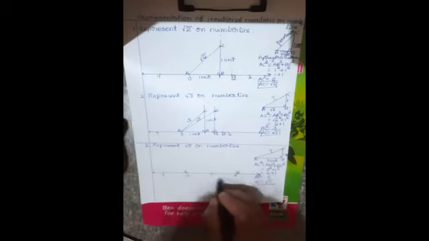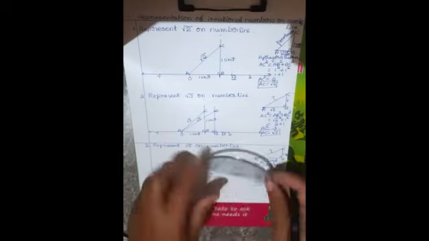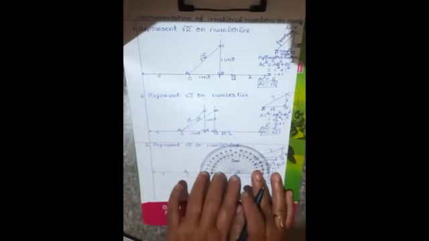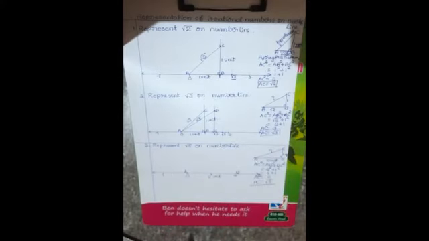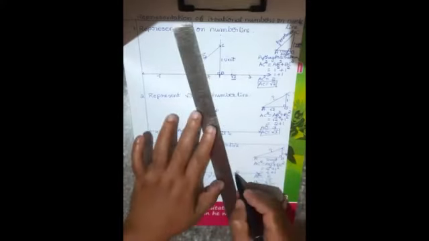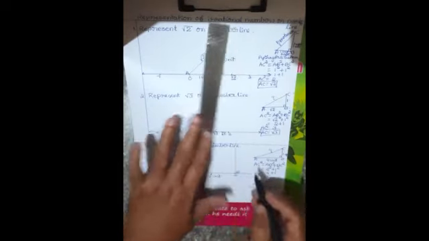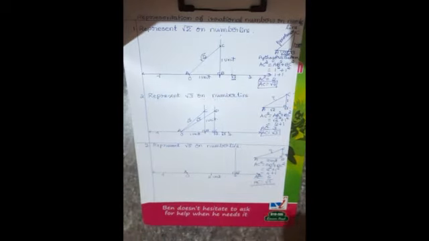So from A to B, length is what? 2 unit. Now we have to draw perpendicular at B. Draw perpendicular. Use pencil only. This is 90 degree.